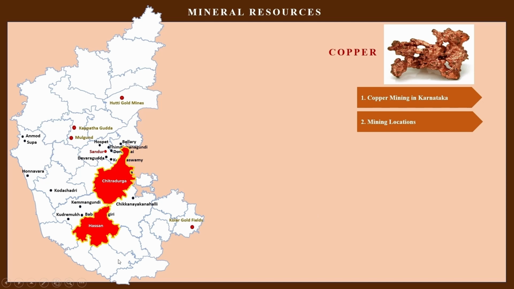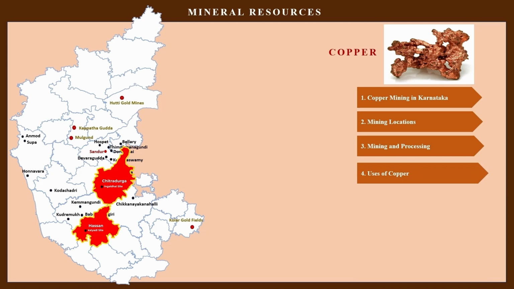In Chitradurga, where is it present? In Chitradurga, it is present at the Ingaldal site. Okay, Ingaldal is a site of a processing plant of copper, and Kalyadi is a site in Hassan district. Kalyadi and Ingaldal are related to copper mining. All right. That's it about copper, because not much activity happens with respect to copper.